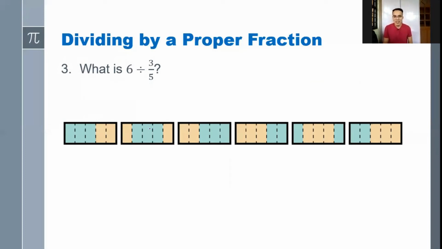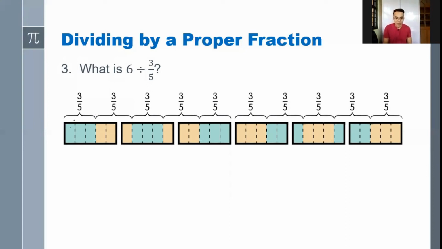Okay? So this is 3/5. This, by the way, is 1/5. And if you have 3 parts, that's already 3/5. And we have another set of 3/5, 3/5, 3/5, and so on. So if we just look at the model and count the number of 3/5 there are in 6 wholes, we have 1, 2, 3, 4, 5, 6, 7, 8, 9, 10. There are 10 3/5. So by just looking at this model, I can say that 6 divided by 3/5 is equal to 10.